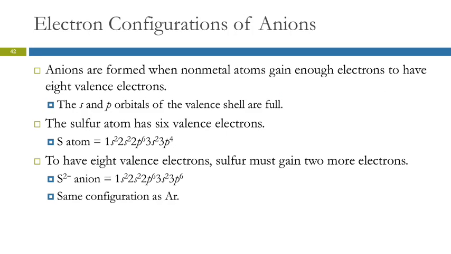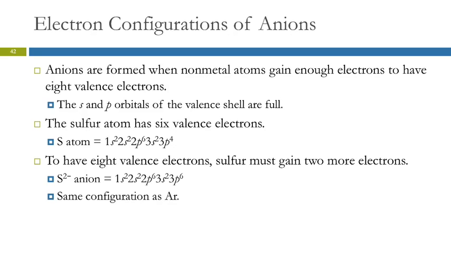So when we look at anions, we can write their electron configurations. Anions form when nonmetal atoms gain enough electrons to have 8 valence electrons. So let's look at sulfur. So here's the electron configuration for sulfur. We looked at how you can find sulfur on the periodic table and predict that its electron configuration ends with 3p4. So what we want is for sulfur to have 8 valence electrons.